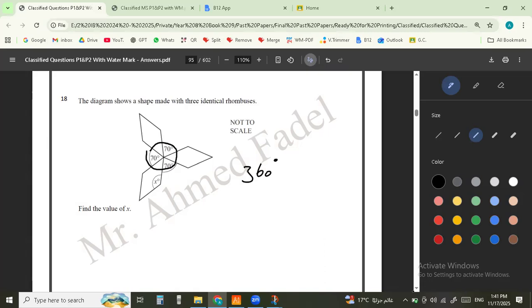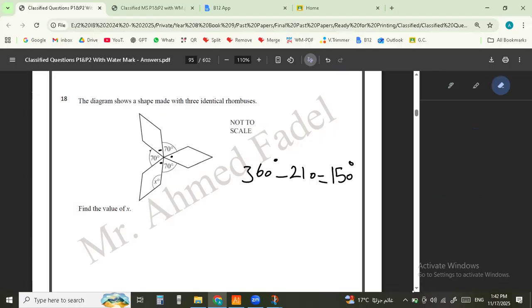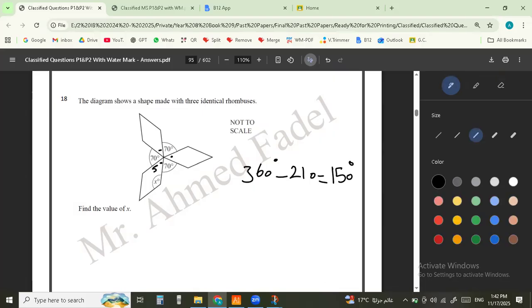Good. But I have three of them, 70, 70, 70, which means 210, which is going to give you 150 degrees. Right? Yeah, that's what's left. This and this and this, all three of them add up to 150. So each one of them is 50 degrees. Exactly, 50 degrees. Let me erase this. So this is 50, 50, 50.